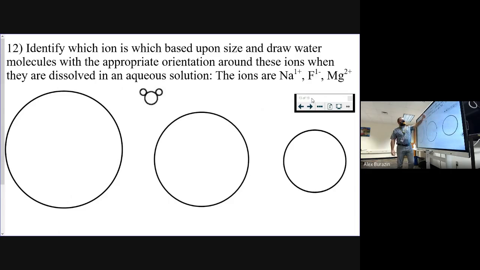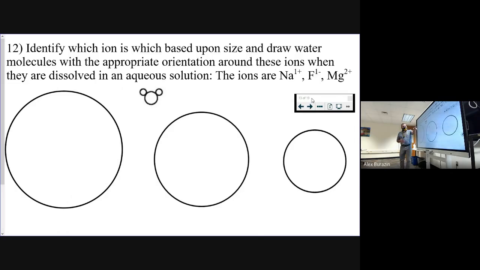Here are our ions. We have sodium 1+, fluoride 1-, and magnesium 2+. This is element number 11, element number 9, element number 12. But when they are ions, all three of them have the exact same number of electrons, right? Sodium 1+ has lost an electron. It's down to 10. Fluoride 1- has gained an electron. It's up to 10. And magnesium 2+ has lost 2 electrons. It's down to 10. All three have 10 electrons.